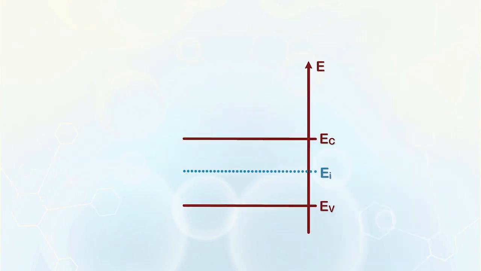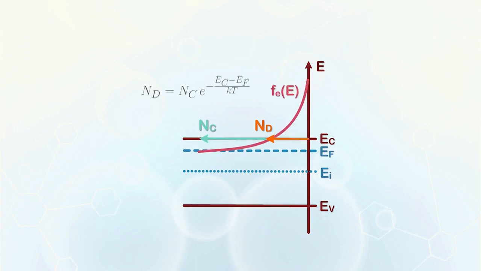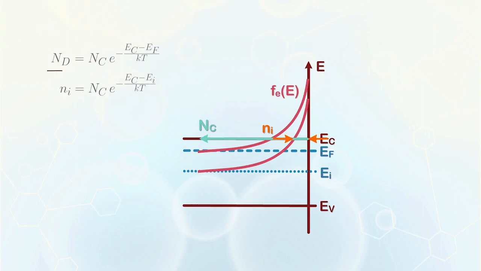Starting from a doped semiconductor with the Fermi level EF, its carrier concentration in the conduction band is given by NC times e to the power of negative (EC minus EF) over kT. In the case of intrinsic silicon with EF equal to EI, the number of carriers in the conduction band is given by NC times e to the power of negative (EC minus EI) over kT. Dividing the first equation by the second one, we get N equal to NI times e to the power of (EF minus EI) over kT.